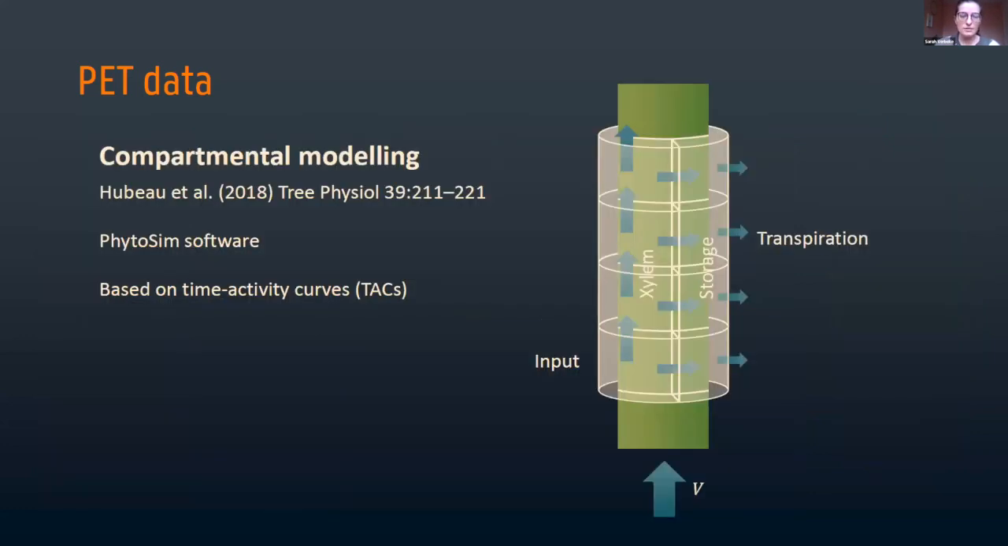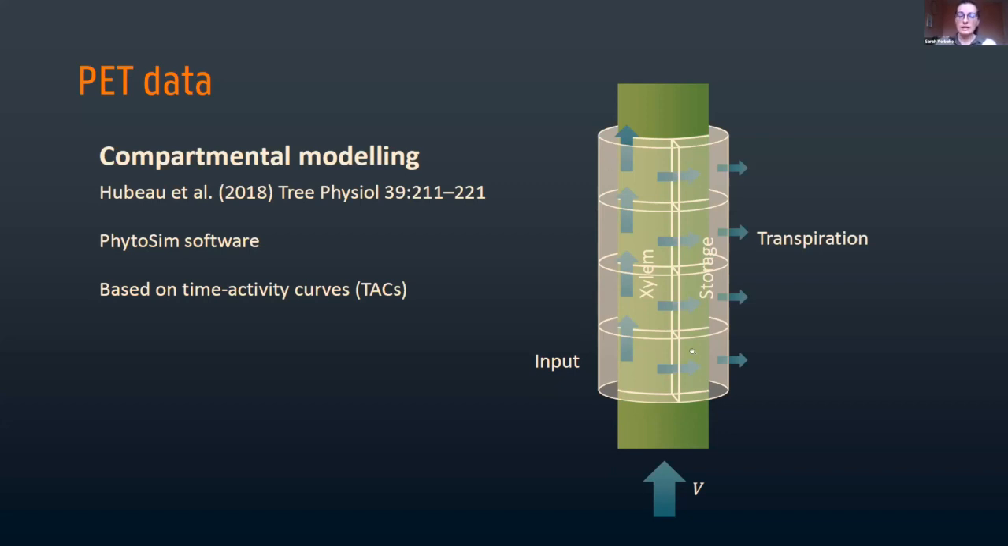And to that end, I'm using compartmental modeling. So this model is based on a model by a colleague from a few years ago, and it's performed in the phytosim modeling software. It's based on the data from the time activity curves from regions of interest. So you draw a few regions of interest around the stem, and the data you get from the bottom region of interest, the time activity curve, serves as an input for the model, and the time activity curves from the other regions of interest serve as calibration data.